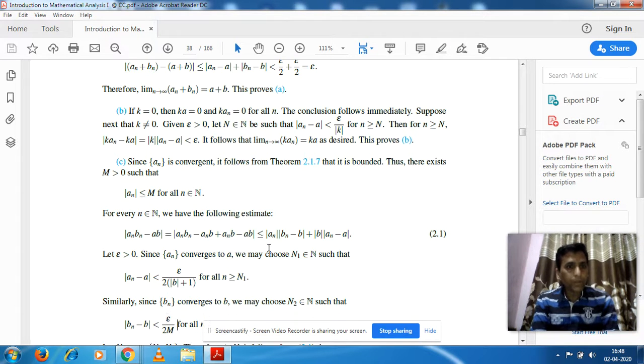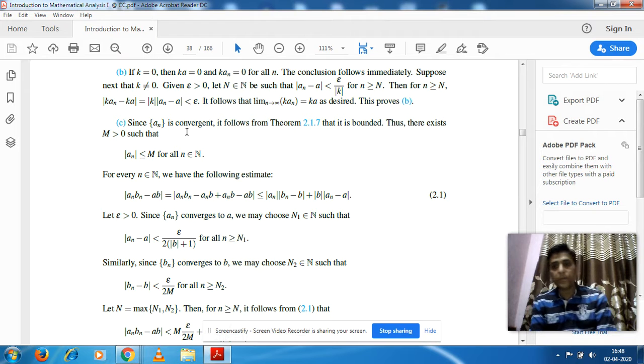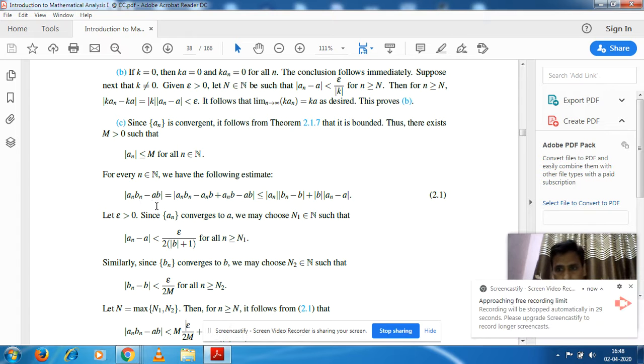Next is multiplication. We have studied in previous lectures that every convergent sequence is a bounded sequence. So we will use that concept here. Since an is convergent, it is bounded. So now I write an bn minus ab as an bn minus an b plus an b minus ab. When I solve it, mod of an is less than some M, since it is convergent and bounded for n belonging to the natural numbers. We have mod of an minus a less than epsilon upon mod b. This is because this is a positive value, right?